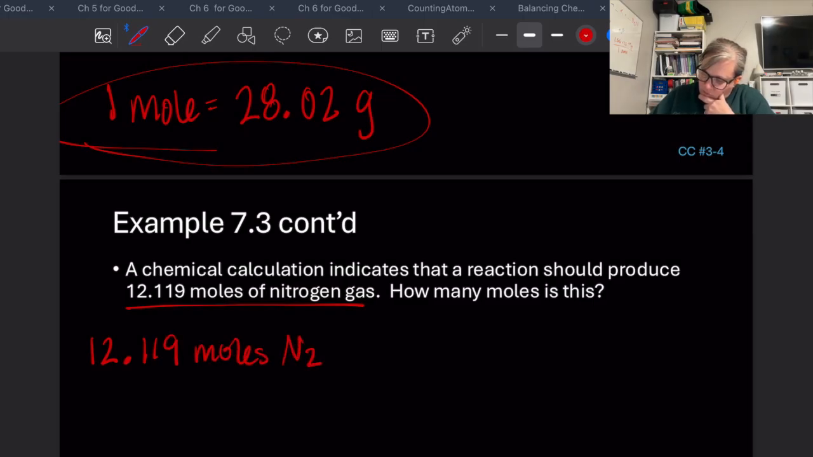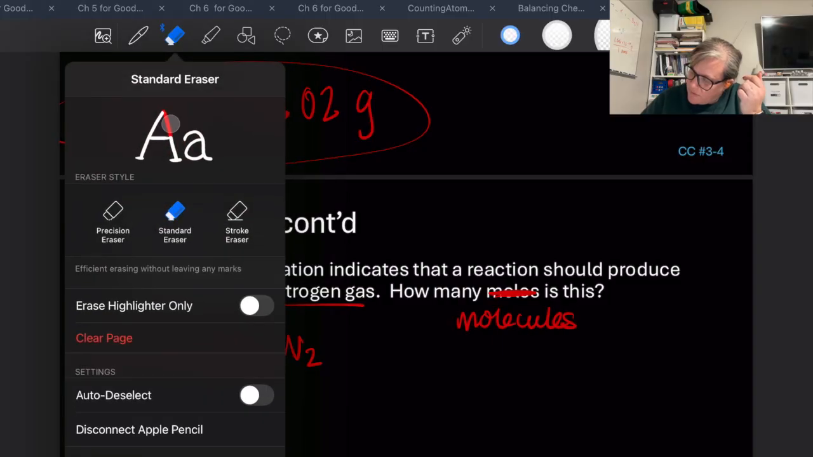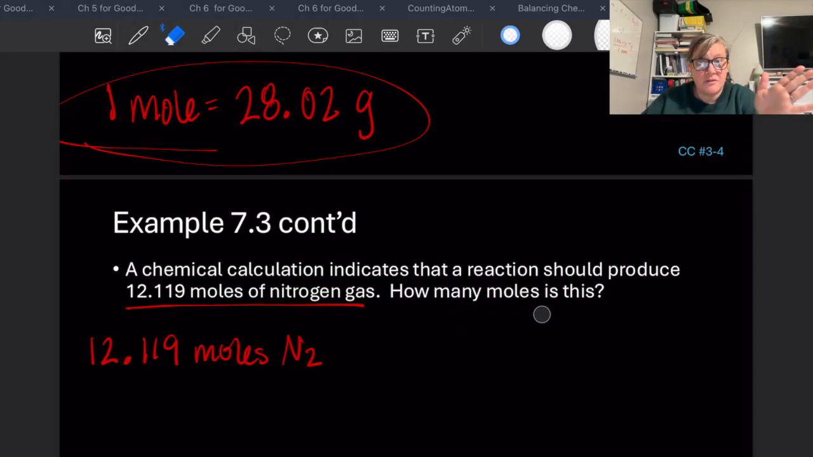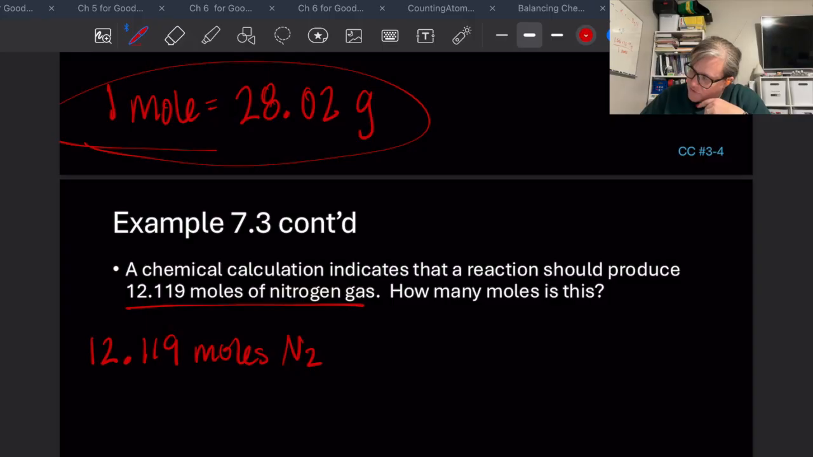That should say molecules. No. Oh my gosh, that should say grams. Duh. Oh, sorry. There we go. Okay. Let's try this again. All right, this should say grams. I don't know why I need 2 slides to figure out that.